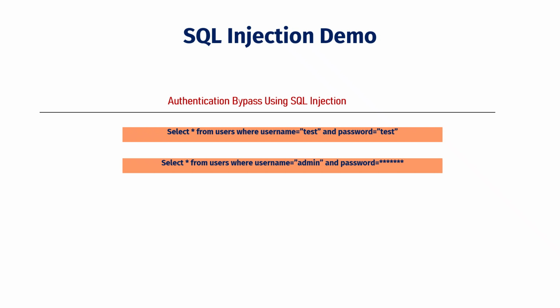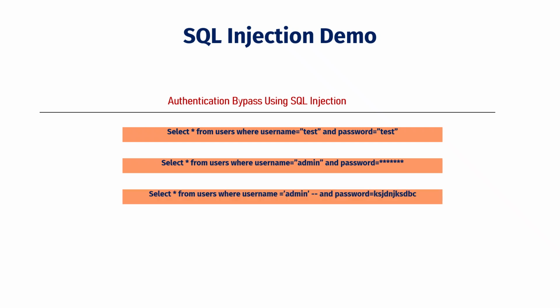Now, as most of you know, with SQL, a double hyphen stands for comments, which means anything after the double hyphen will not be considered for execution by the database engine. Now, I'm going to use this powerful character for authentication bypass here. And so I would supply username as admin with a single quote and then double hyphen and some random value for the password.